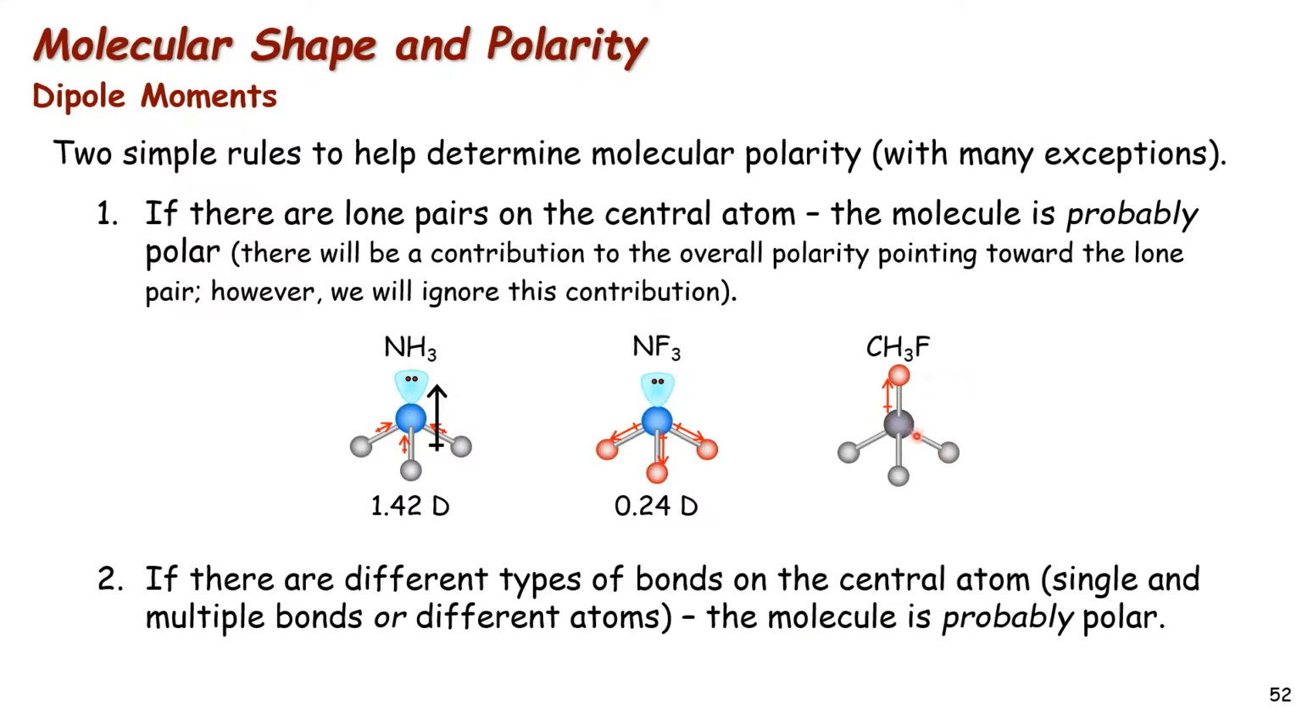So here we have a central carbon, and it's bound to three hydrogens. And remember, the carbon-hydrogen bond is essentially non-polar. That's why there's no dipole moments here. And then the fluorine, which is much more electronegative than the carbon. And so we're going to have a polar molecule because, again, we lost symmetry this time because of different atoms around the central atom. This is a very polar molecule, 1.85 debye. So you can see that there's a huge difference in electronegativity between the carbon and the fluorine.